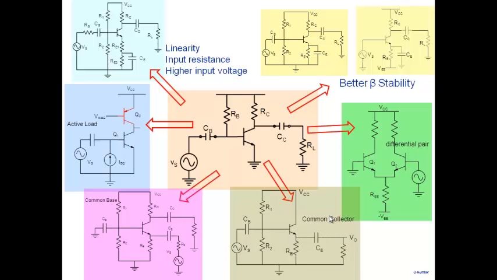Okay, so each one of these configurations that you see here, which is the topic of the next several lectures, devices with active load, differential pairs, common base, common collector, all of these arise in an attempt to solve problems which are there in our existing common emitter amplifier. Okay, so we'll discuss these in a little bit more detail in today's lecture.